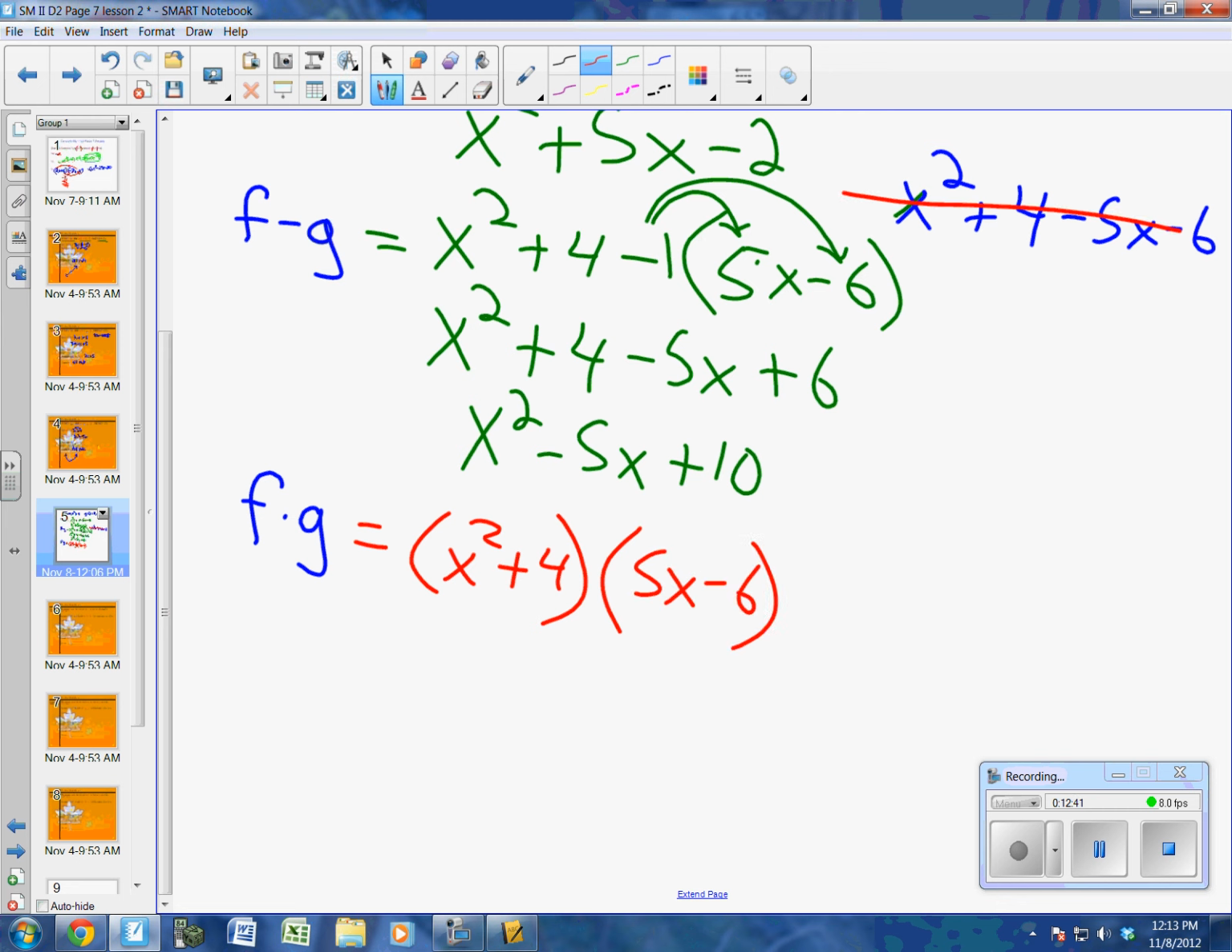Okay. So if we're doing this, we have to distribute, right? X squared times 5x. What is that? 5x cubed. And x squared times negative 6 is negative 6x squared. And then we got to distribute the 4. 4 times 5x is plus 20x. And then 4 times negative 6 is negative 24. Do we have any like terms to combine? No like terms, so there's your answer.